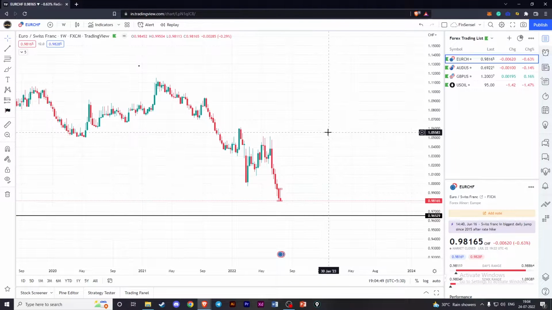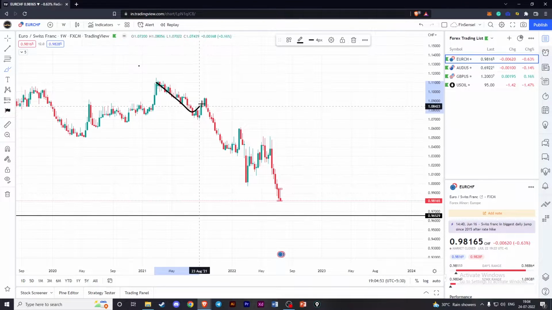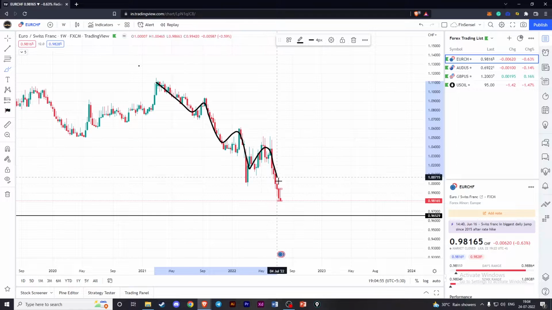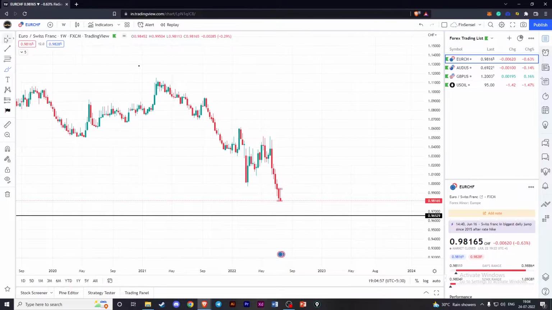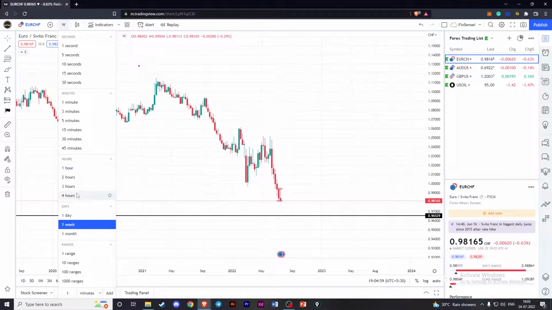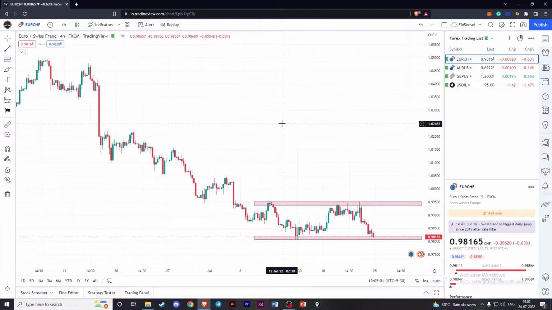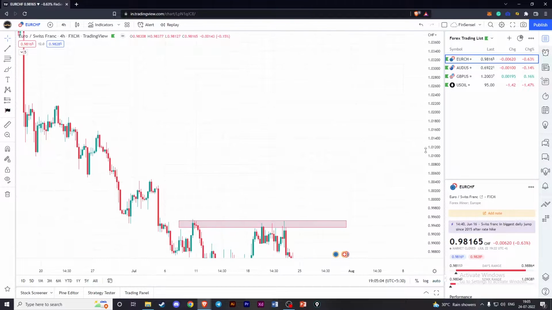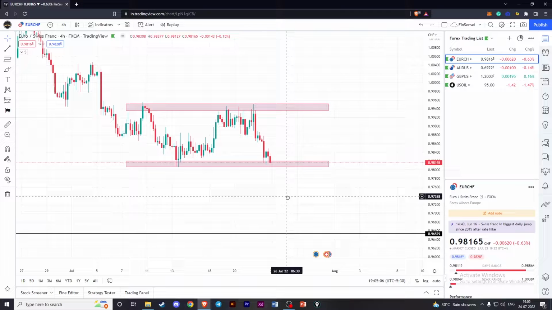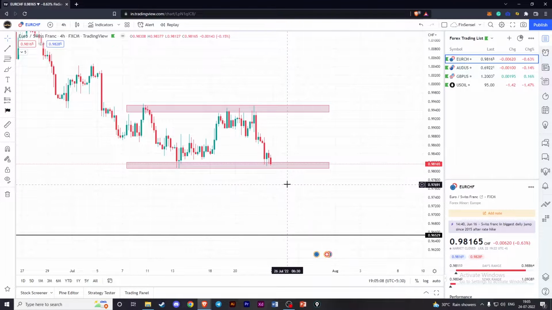The first pair we have today is the Euro versus the Swiss franc. As we can see, this pair has been in a lower low and higher low formation for some time now. And if we switch to the 4-hour time frame, we can see that after a sharp downtrend, it has been consolidating, and currently it is on the lower range of the side.